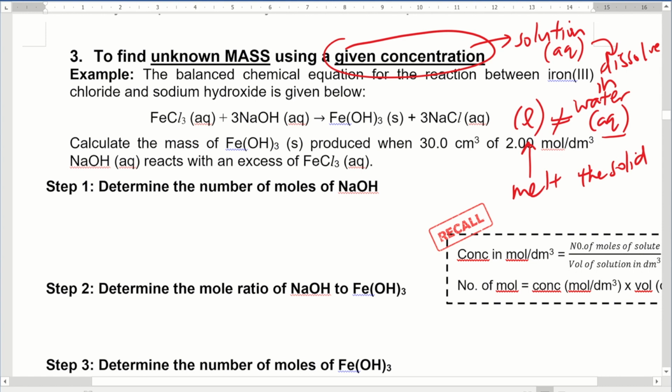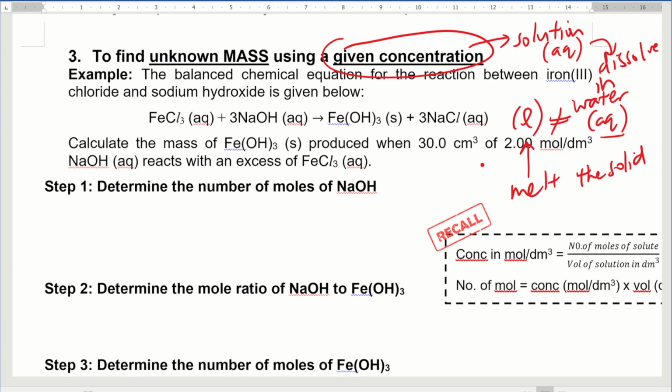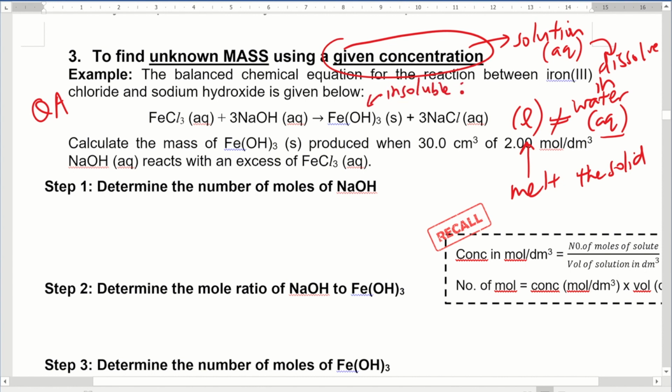There is no water. So there are two different things. Alright, so now you're given this reaction. Iron 3 chloride, sodium hydroxide, and you form this. In fact, this is your QA, qualitative analysis, precipitation. This is your insoluble solid. So once you see aqueous and solid, straight away this is precipitation, formation of insoluble solid. So focus on this calculation first. This is a balanced equation.